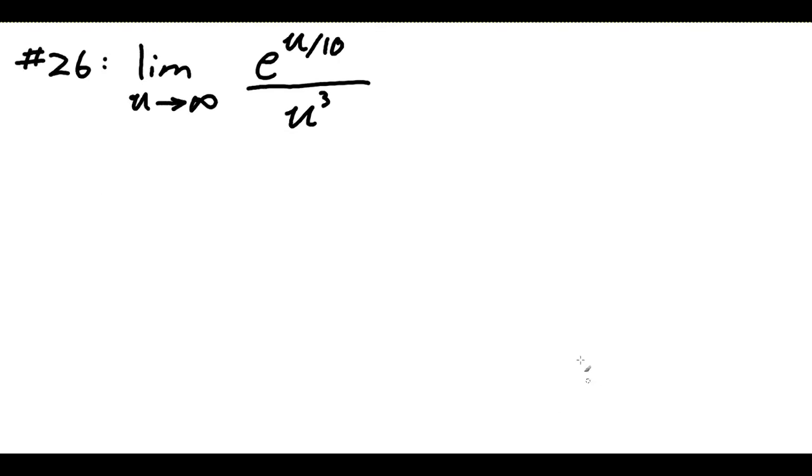Let's see, that was the third one. Now we have number 26, the limit as u approaches infinity of e to the power of u over 10 divided by u cubed. Once more, let's come off to the side and figure this out. As u approaches infinity, u over 10 will also approach infinity. So e to that power approaches infinity. And u cubed is approaching infinity, so this is an infinity over infinity indeterminate form.